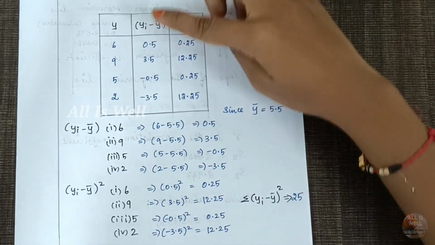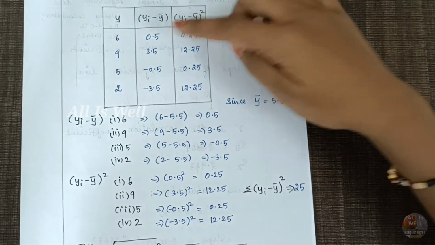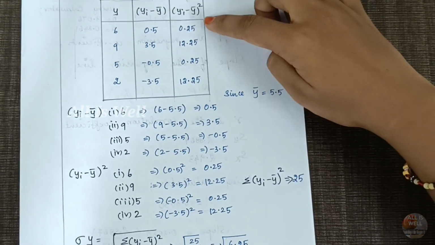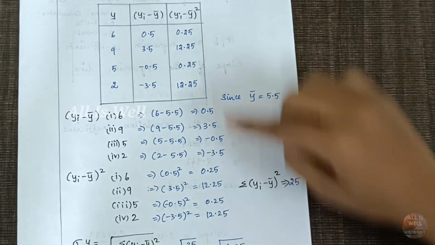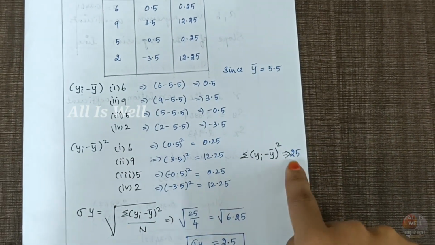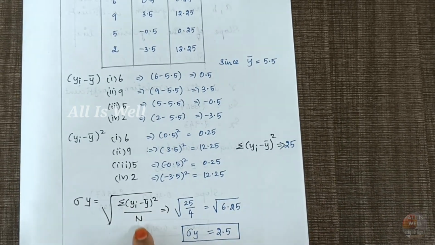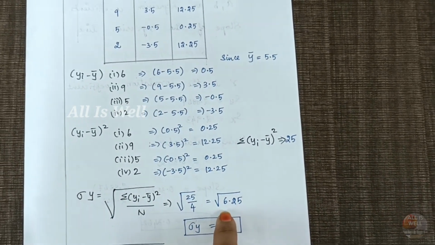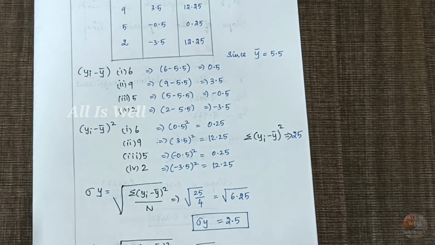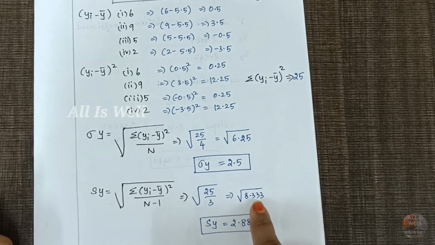Now, make a tabulation of y data, yi minus y bar data and yi minus y bar the whole square data. Yi minus y bar can be calculated by subtracting the average from the y data. Square it to get yi minus y bar the whole square and get the summation of it. Sigma y can be calculated from the formula square root of summation of yi minus y bar the whole square divided by the number of inputs. Standard deviation of y can be calculated using the formula.